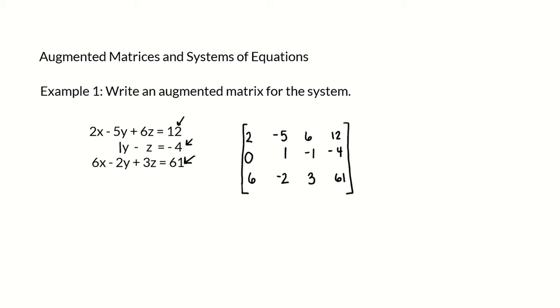And the way we do that in the augmented matrix is just with a vertical line to show that this part of the matrix is representing coefficients of variables. This part of the matrix is representing the numerical answers in the equations.